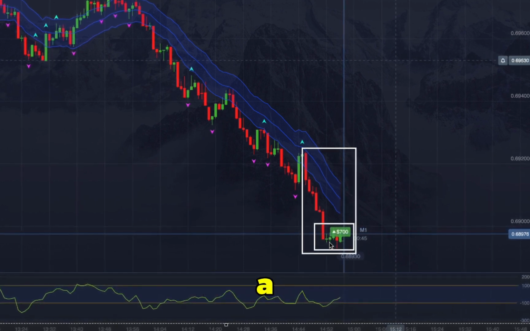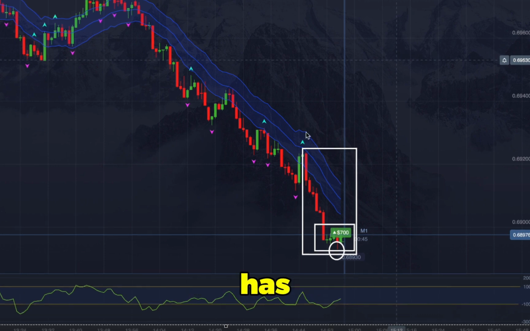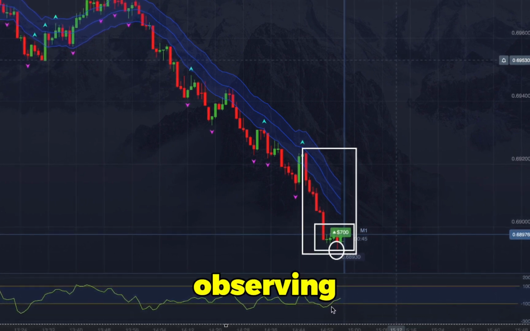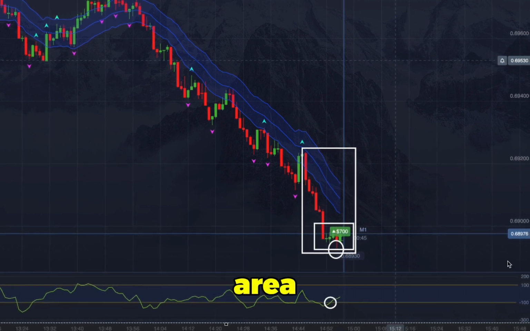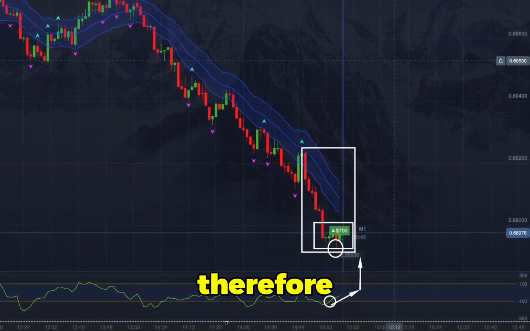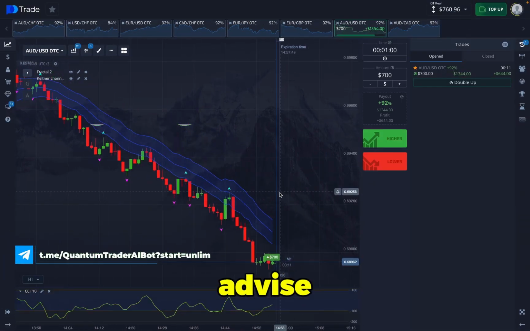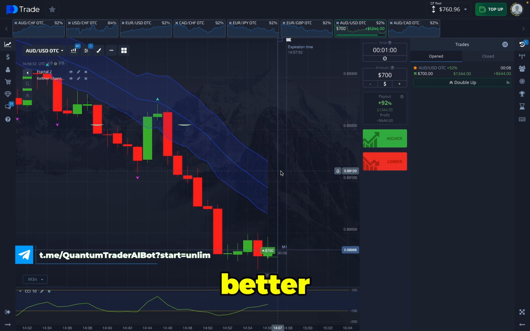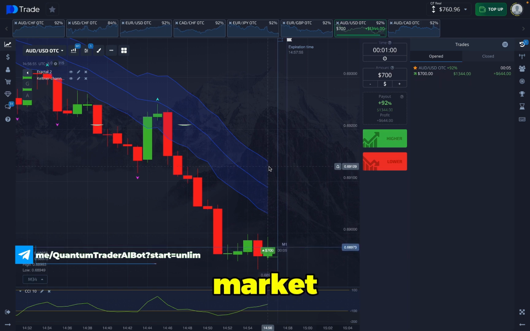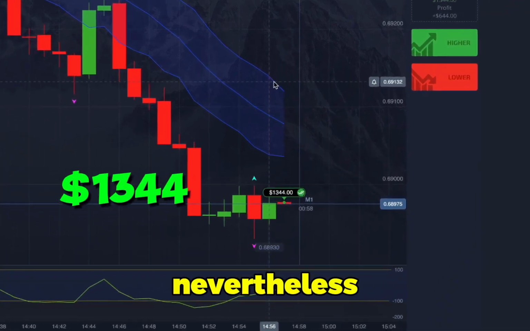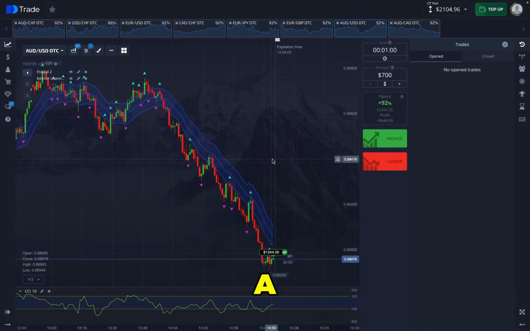The formation of a new local minimum. Once again, the movement has also moved outward according to the channel indicator. And I am also observing an exit from the oversold area, again, according to our oscillator. Therefore, in this case, the deal is also open for an increase. In fact, I do not advise you to do this. In general, it is always better to open deals in the OTC market in the direction of the trend, so that is more reliable. But nevertheless, our deal closes in A+.